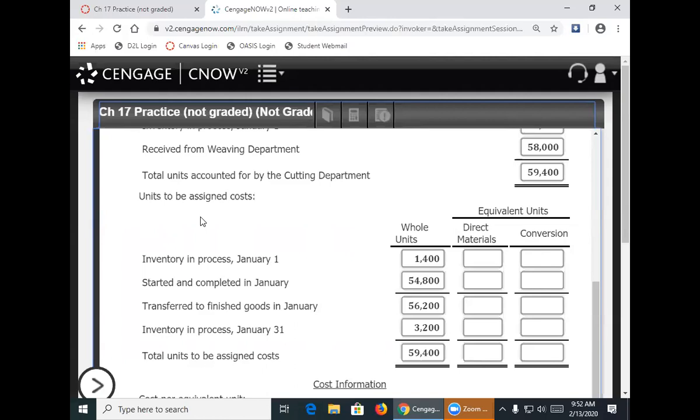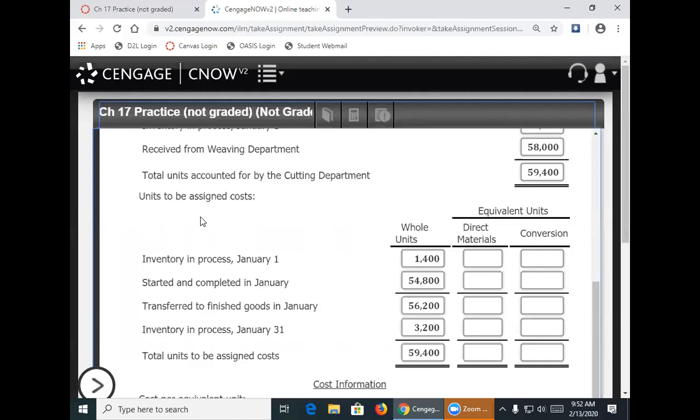25%. Does it say 75 is complete? That's where they trick you, right, with FIFO. 25, right? Well, on direct materials, how are materials added into the process? Yeah. 0. Remember, that's the tricky part.